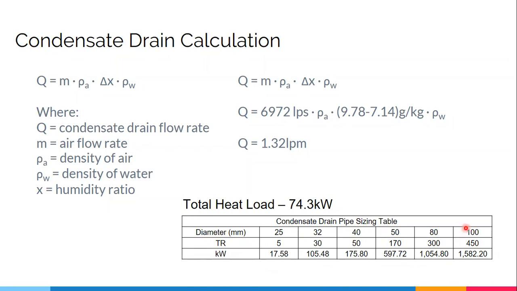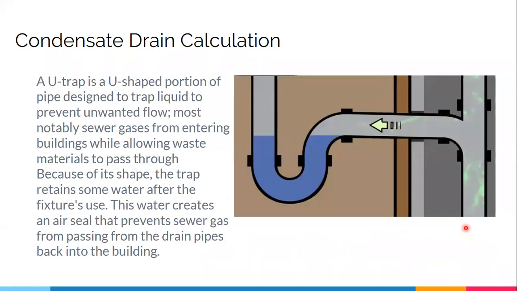Be careful when you size up your condensate drain pipe because you have your U-trap. What is a U-trap? It is an intentional stagnation of water so that the fumes or the gases from your drain don't go back to your AHU, don't go back to your airstream, and don't contaminate your air.